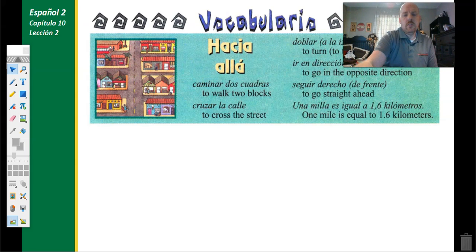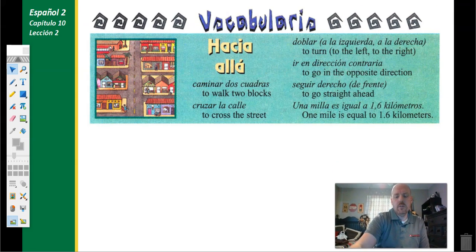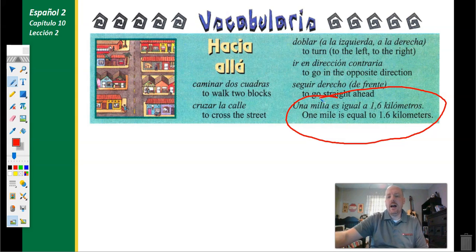Okay. A little bit of quick vocabulary review. We've been going over this vocab for several lessons now, so quick review should be all we need at this point. Caminar dos cuadras, to walk 2 blocks. Cruzar la calle, to cross the street. A la izquierda and a la derecha, to the left and to the right. Doblar is to turn. And then again, I wanted to remind you about this expression. Una milla es igual a 1,6 kilómetros. 1 mile is equal to 1.6 kilometers.